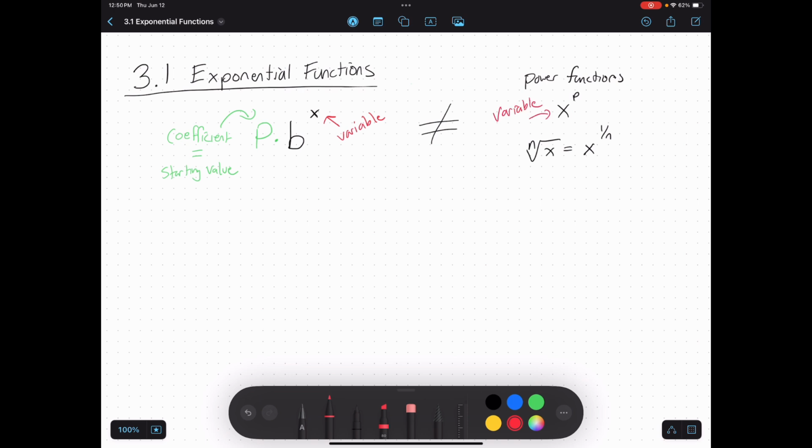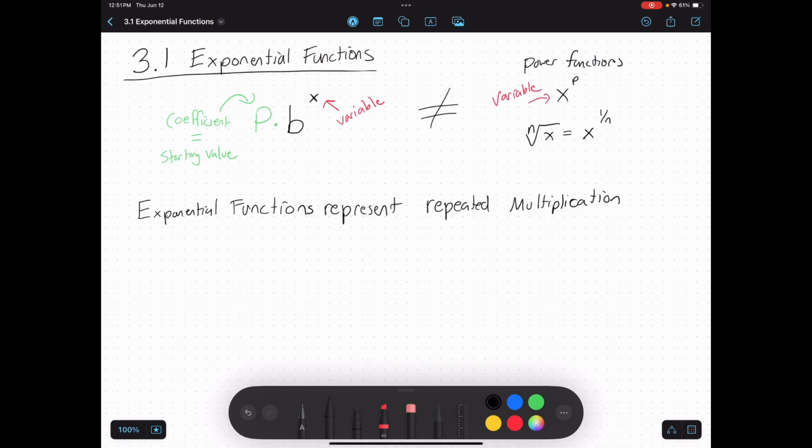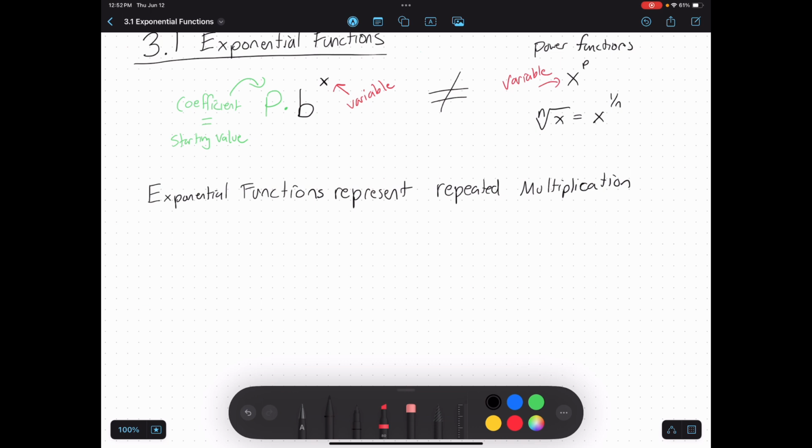So, what's so special about exponential functions? Well, exponential functions are really useful because they represent repeated multiplication. If you have some number raised to a variable exponent, that means you're multiplying by that number over and over again for an unknown amount of time. We're going to see a lot of applied scenarios where we can use exponential functions for this reason, and we'll look at those in section 3.3 and 3.4. But because exponential functions represent repeated multiplication, there are some ground rules with exponential functions.